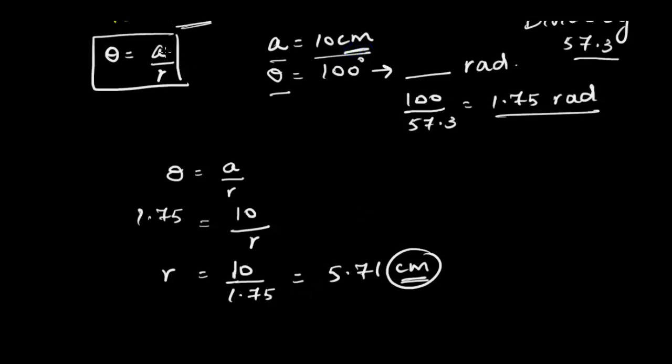And we know the units for arc length and radius have to be the same in order for theta to be in radians. So this is how we get the radius when we are given the arc length and the angle subtended in a question. And this is how we apply this formula, theta is equal to arc length over radius.